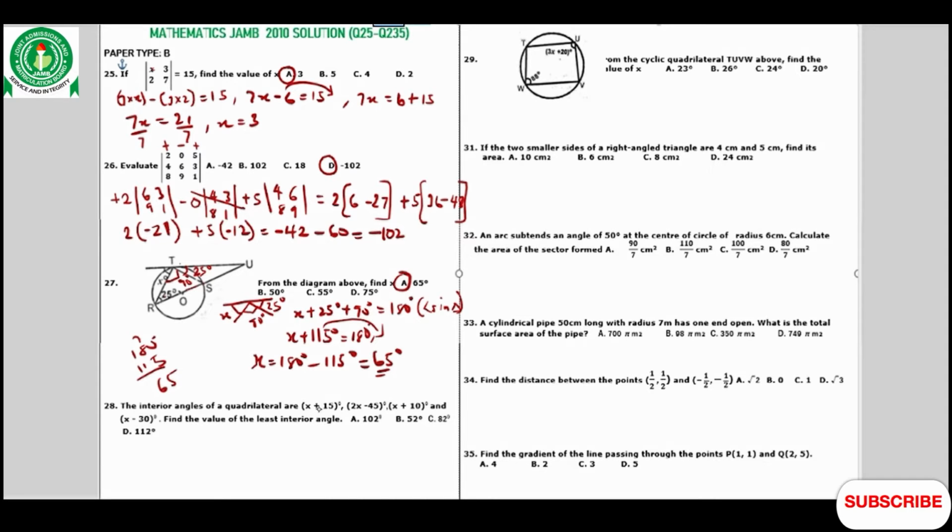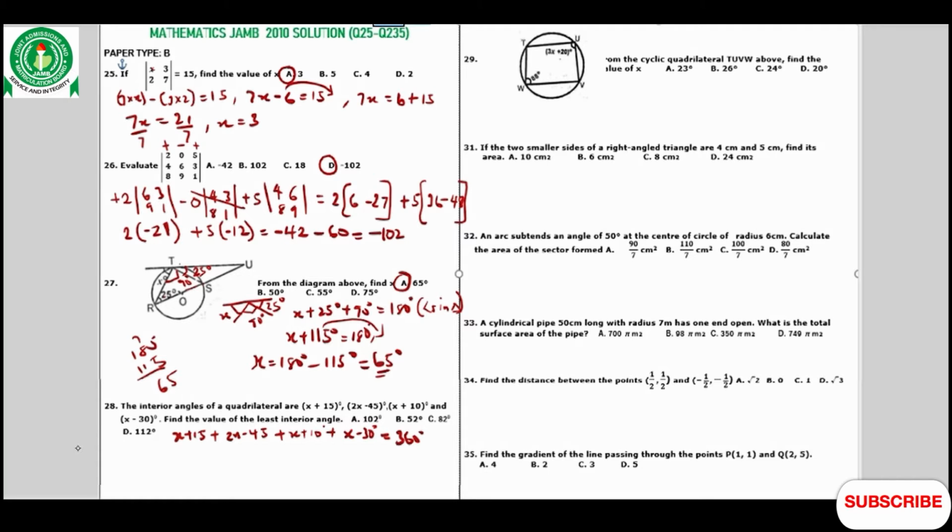Now the interior angles of a quadrilateral. A quadrilateral has 4 sides, and each angle of the quadrilateral is this. So we have x plus 15 degrees plus 2x minus 45 degrees, plus x plus 10 degrees. Don't forget that a quadrilateral has 4 sides. So 1, 2, 3, 4, and it has 4 angles. So the sum of angles in a quadrilateral is 360 degrees.